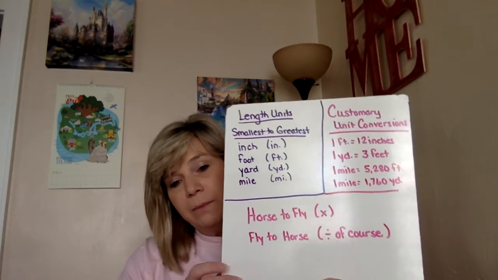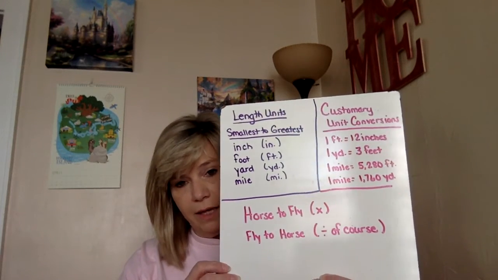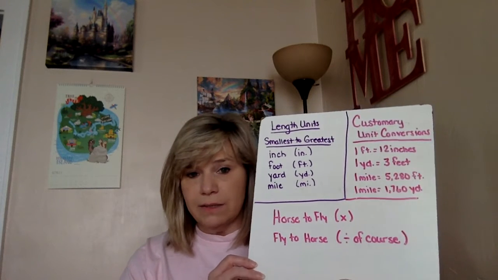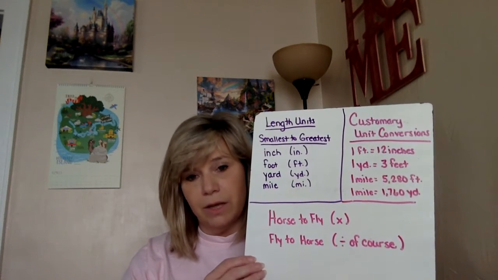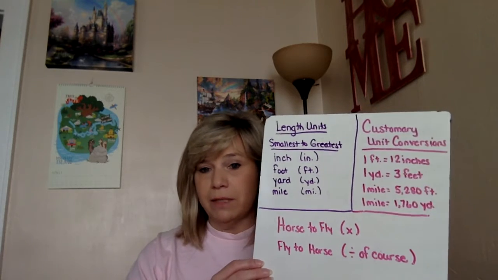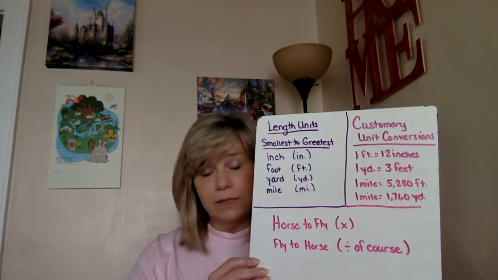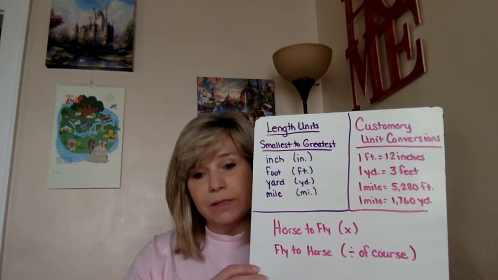Okay? So now at the bottom, you notice I have 2 silly sayings. And remember, we've talked about this before, using mnemonics or silly sayings, silly rhymes, silly songs helps us learn the concepts. So here's the 2 rhymes that you have. Horse to fly, multiply. Now it makes no sense to you right now, but it will. Fly to horse, divide of course.